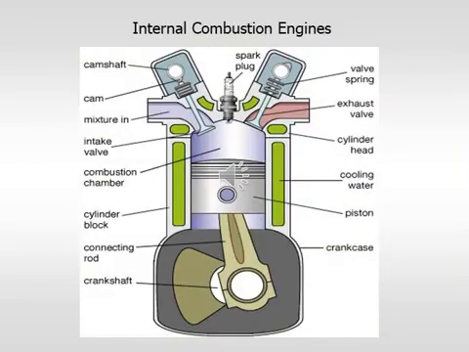Here the figure shows the cut section of the cylinder, where we can find the internal parts of the cylinder such as spark plug, camshaft, cam, inlet valve, combustion chamber, cylinder block, connecting rod, crankshaft, crankcase, piston, cylinder head, exhaust valve and valve spring.